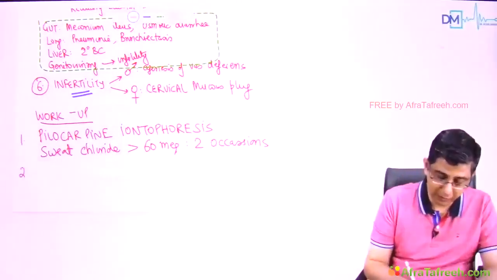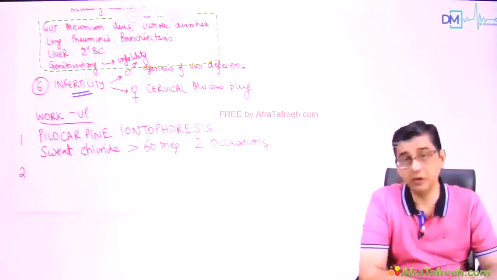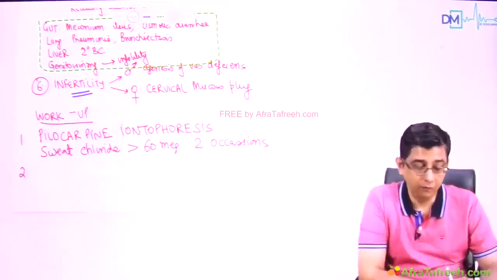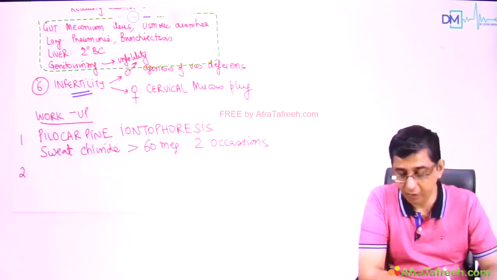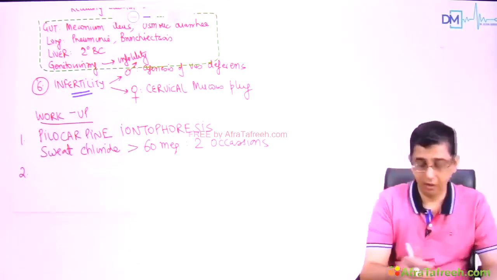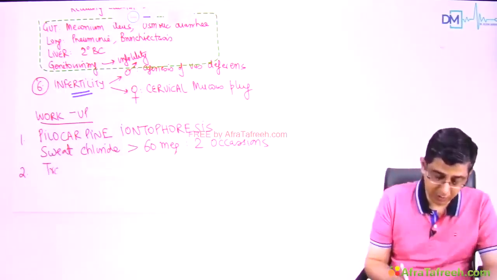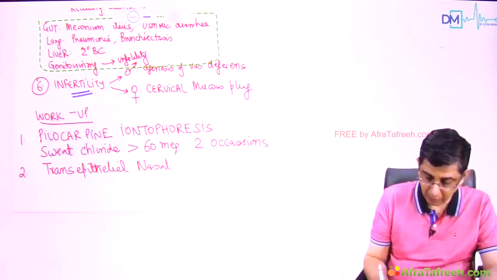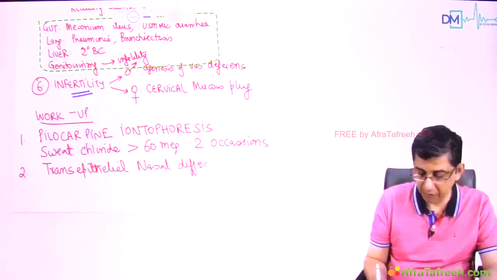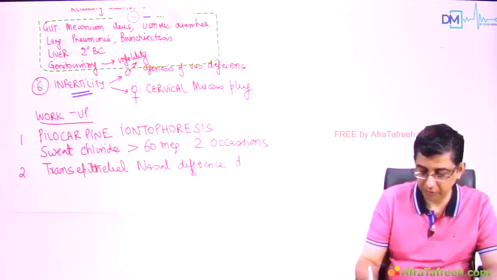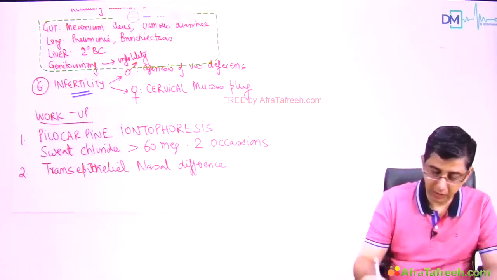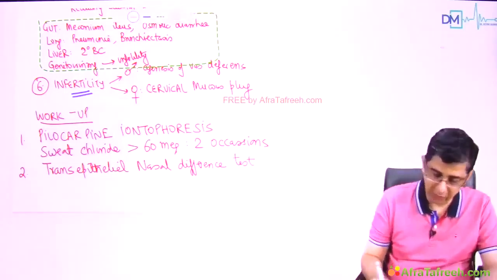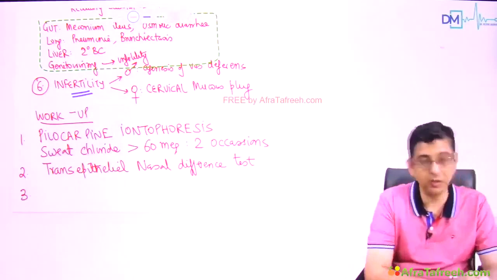Apart from sweat chloride, another test is to be done, because sweat chloride may not be very accurate. Like one laboratory said 59 milliequivalent, second said 61. You are stuck. So the next test to be done in this condition is called TEN, that is transepithelial nasal potential difference test. Apart from TEN for cystic fibrosis, if he asks what is the best way, then the best way would obviously be to identify the gene.